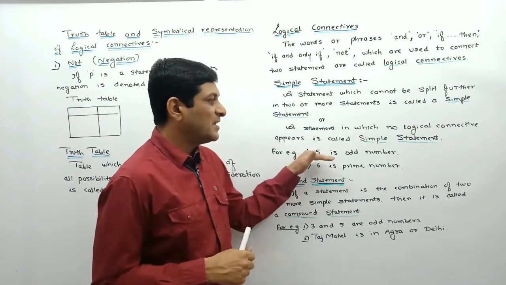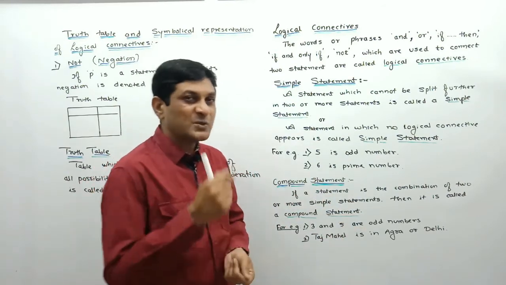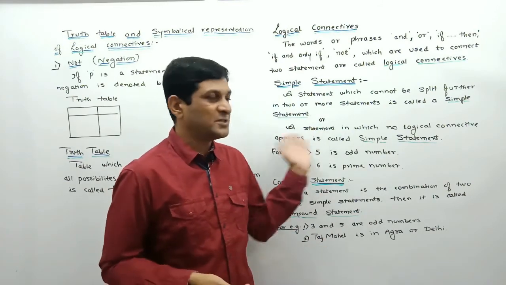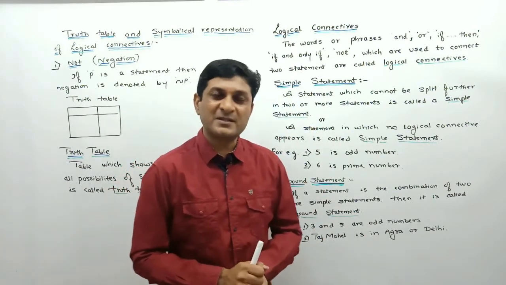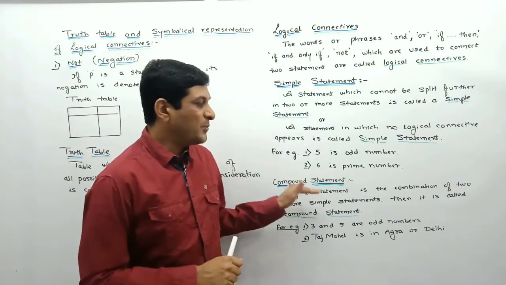Just take an example: 5 is an odd number. We are not able to split it into 2 statements. Such types of statements are called simple statements. If no logical connective appears in a statement, at that time it is called a simple statement. Now compound statement.